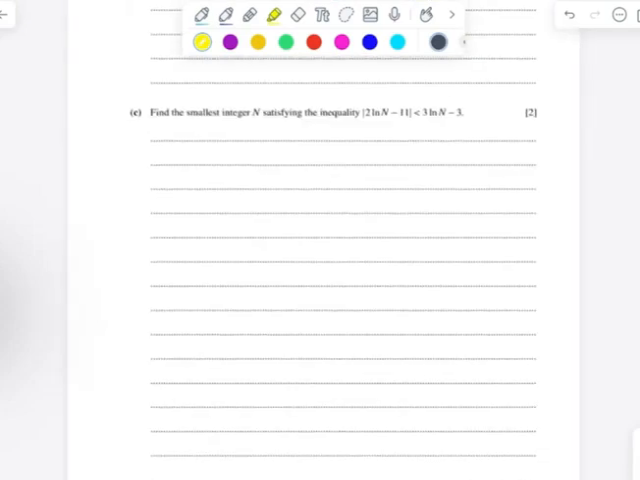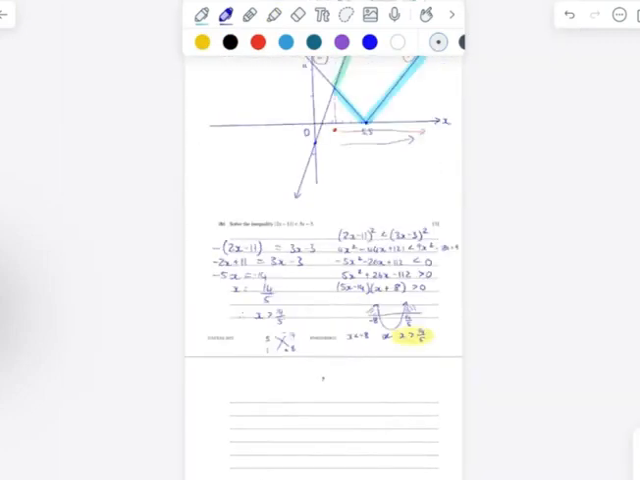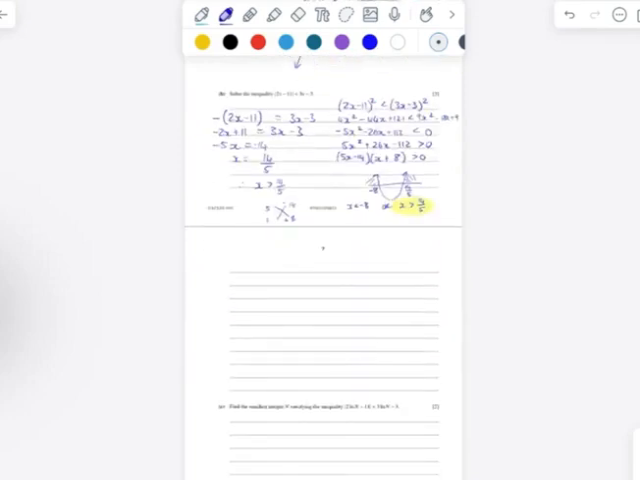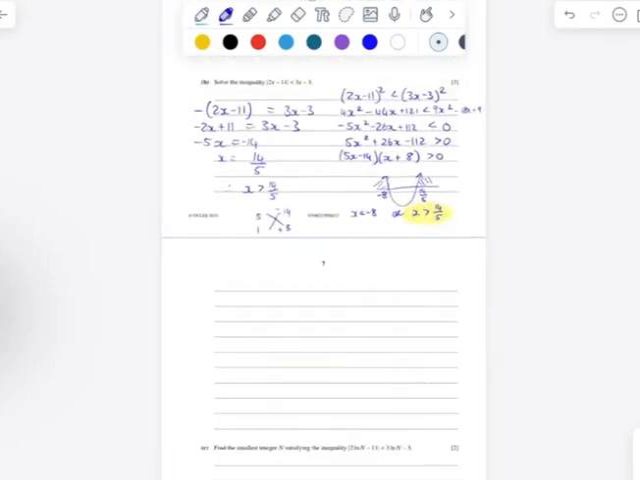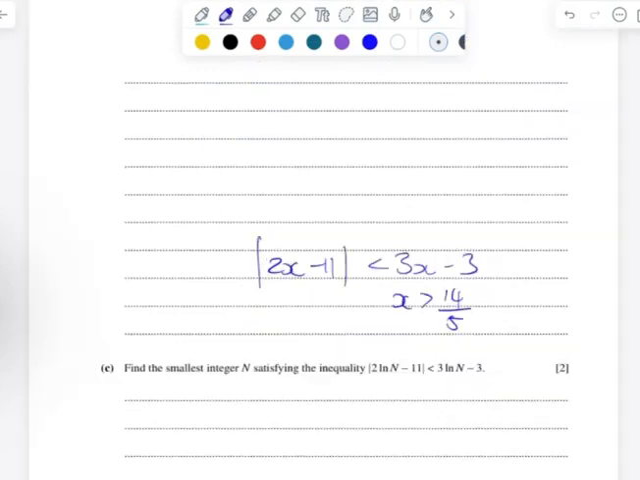Now, here's an interesting question. They say, find the smallest integer n satisfying this inequality. This is interesting because there is a similarity between that and something up here. We've already solved this inequality: 2x minus 11 is less than 3x minus 3. We know that the answer to this is that x is greater than 14 over 5.